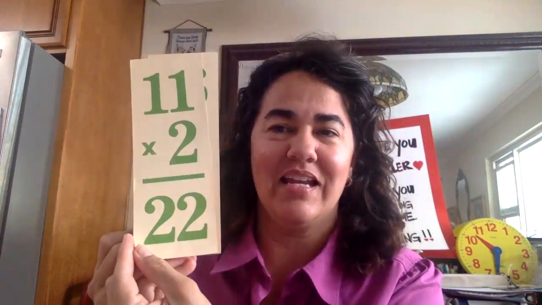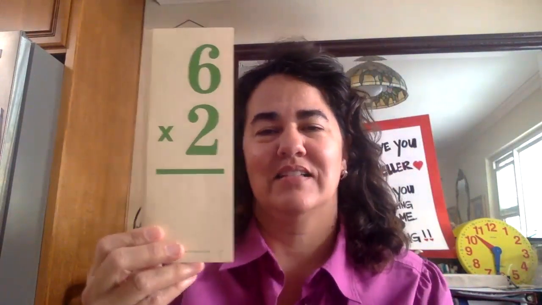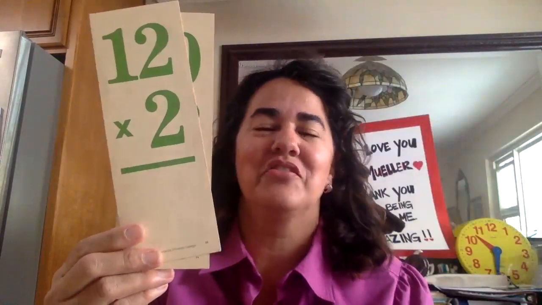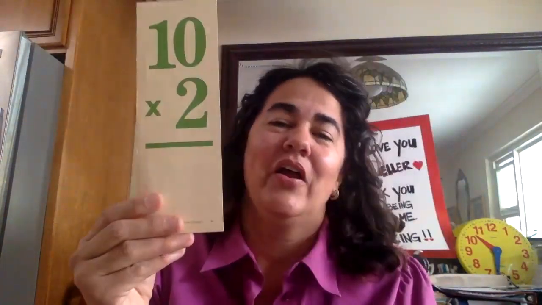Let's see, am I right? Yes. 11 times 2 is 22. 6 times 2 is 12. 8 times 2 is 16. Good job, second graders. Then we have 12 times 2 is 24. 10 times 2 is 20. How many of you got all of those right? Give yourselves a pat on the back.